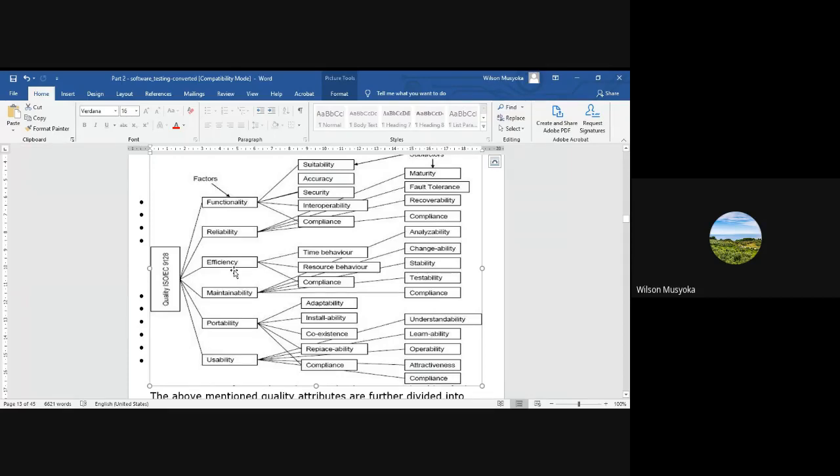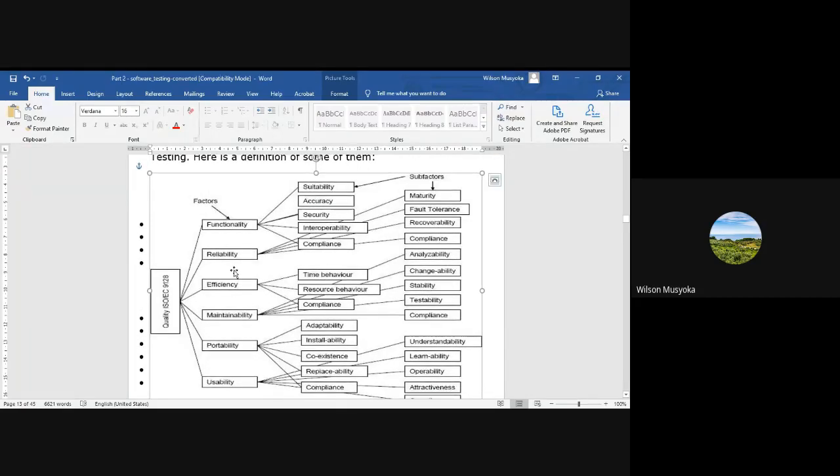Functionality deals with those aspects of the software whereby it is able to function as expected. So when we are looking at aspects of functionality, we are looking at things such as suitability, accuracy, security, interoperability, and compliance. Suitability looks at issues to do with how it is able to work within the environment it is prepared for.